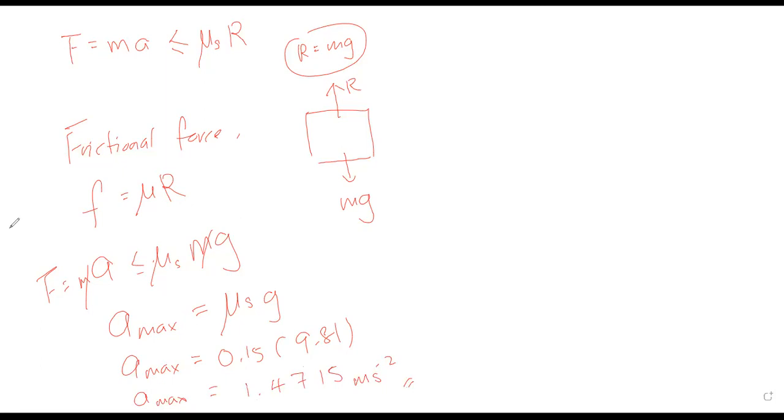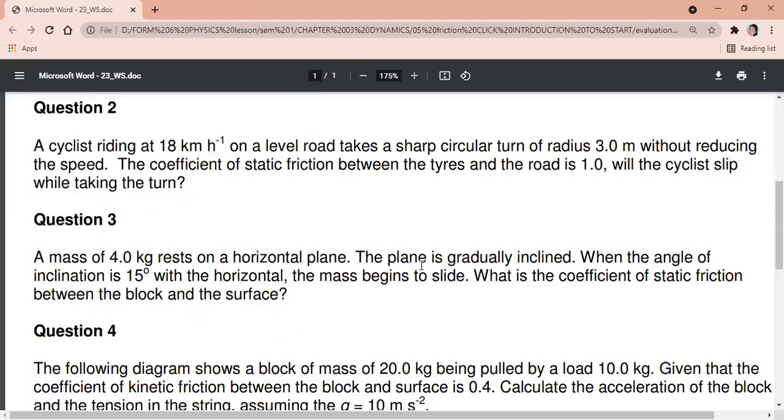And now let's go to question number 2. Question number 2: show that a cyclist riding at 18 km per hour on a level road takes a sharp circular turn of radius 3 meters without reducing the speed. The coefficient of static friction between the tire and the road is 1. Will the cyclist slip while taking the turn?